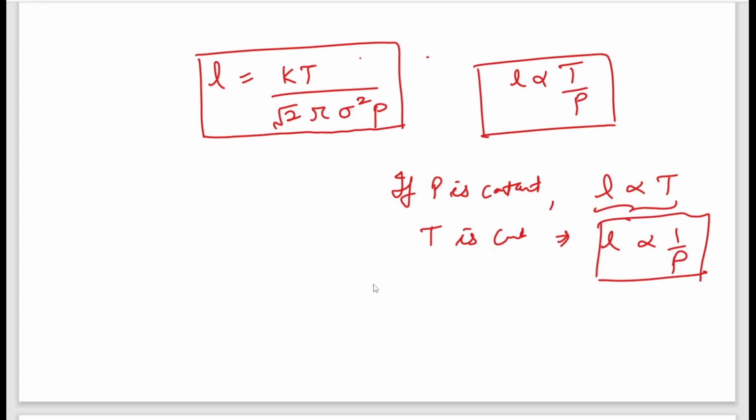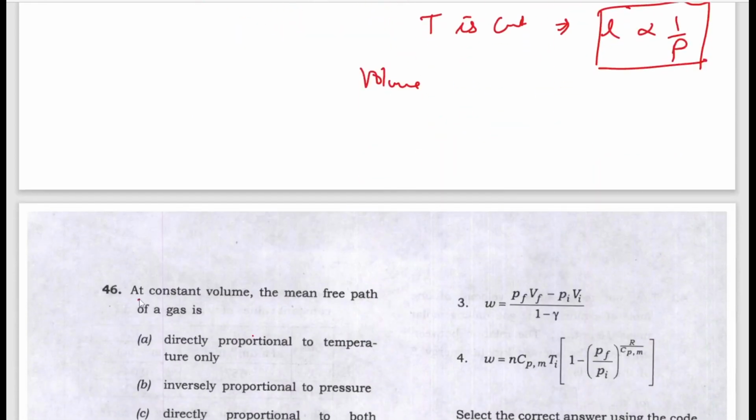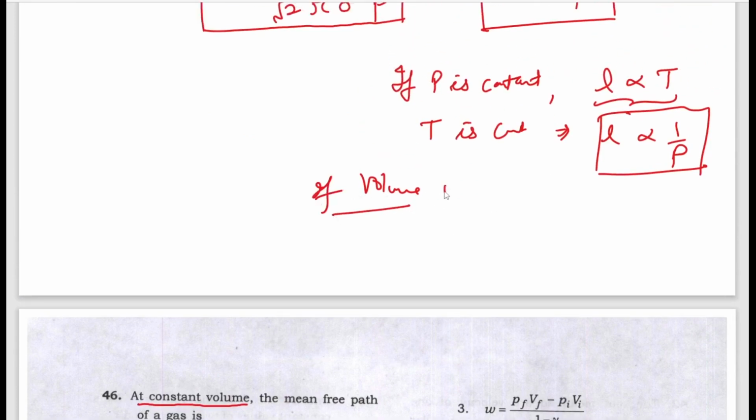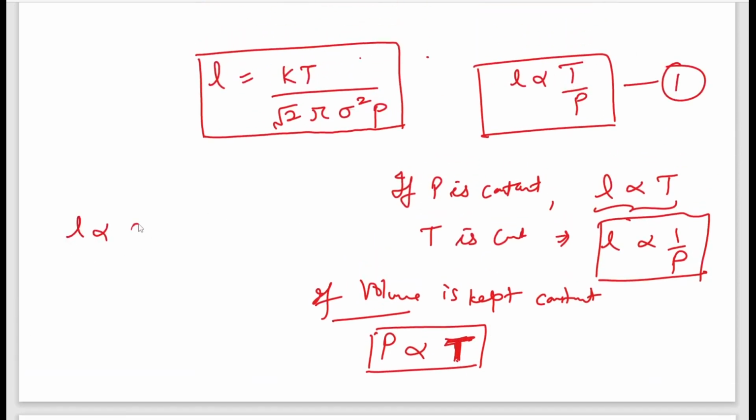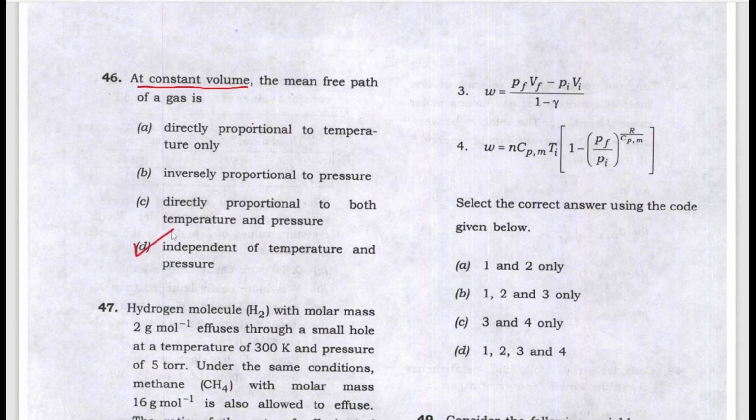In this case, the volume is constant according to the question, and we have to check the mean free path at constant volume. If volume is kept constant, then according to Gay-Lussac's law, pressure will be directly proportional to temperature. So ultimately, our first equation will become constant on the right side. So if volume is kept constant, mean free path will be independent of temperature and pressure both. We have four options, and the correct option in this question is D, that is independent of temperature and pressure if volume is kept constant.